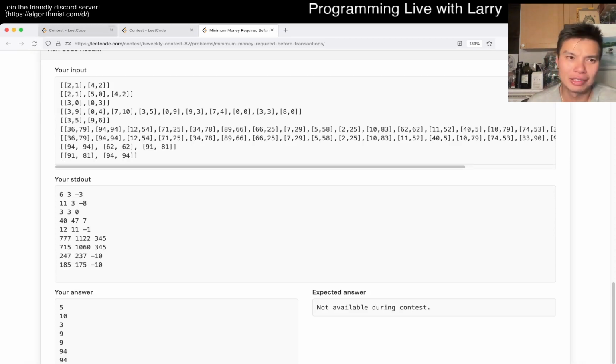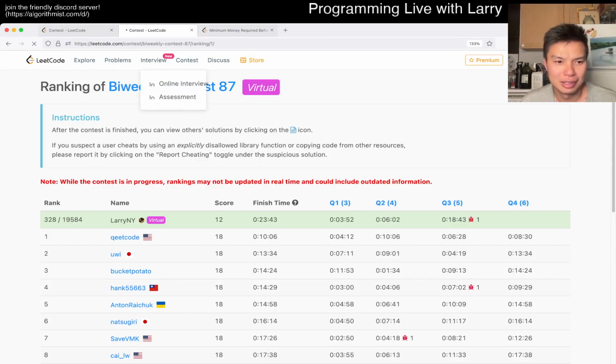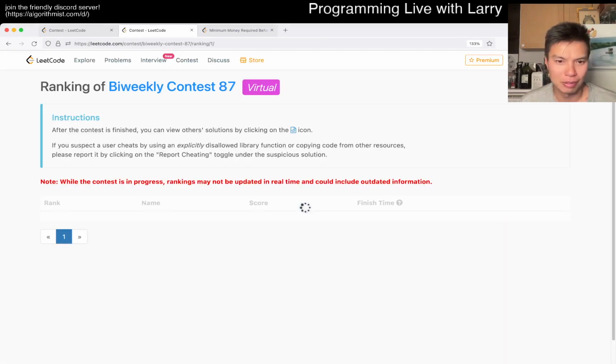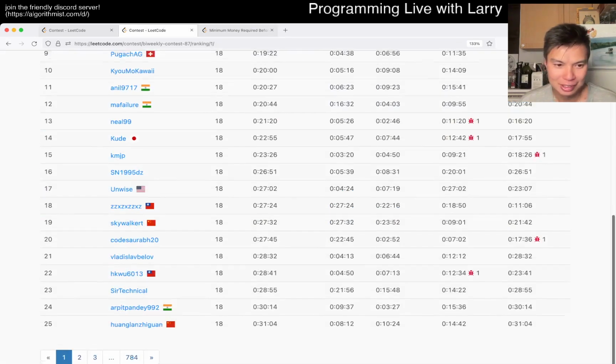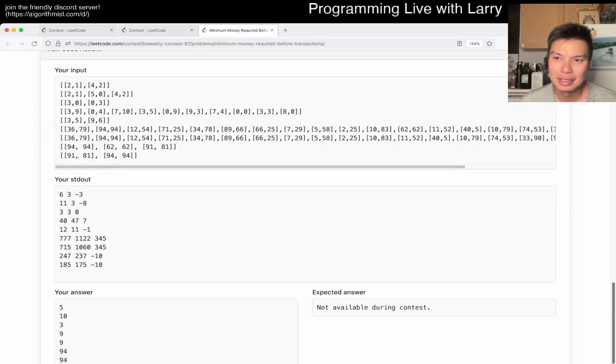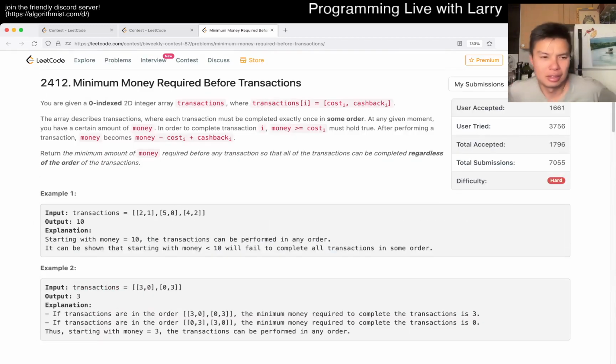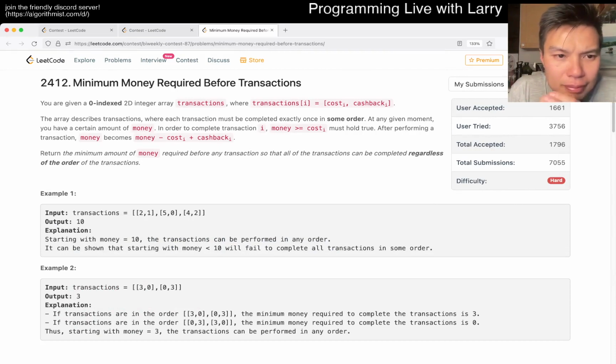Wow, maybe I just don't know how to do this one. I've been struggling on this one for a while. A lot of people have gotten it. People got it in 2 minutes. Okay, so maybe that observation doesn't do anything.